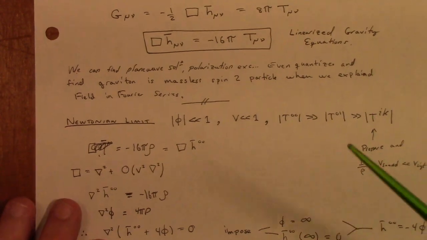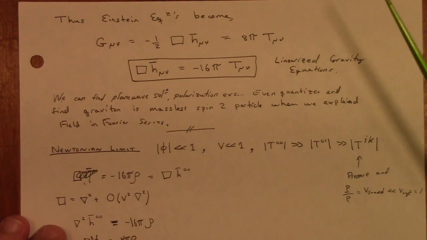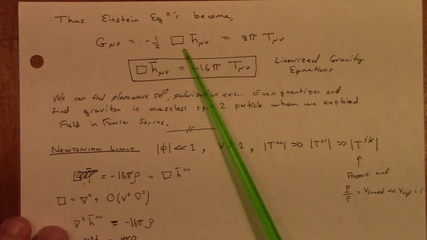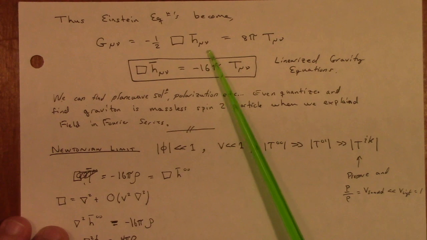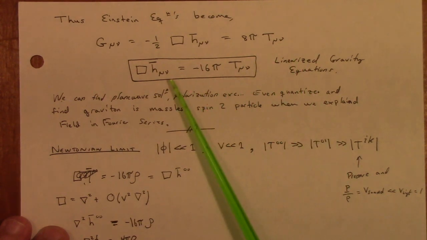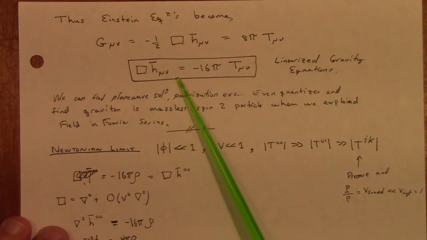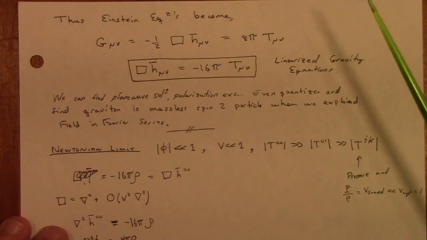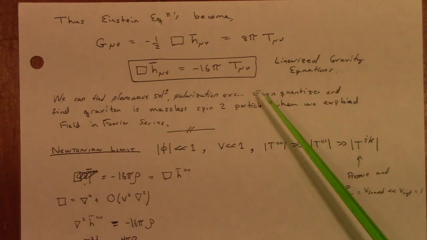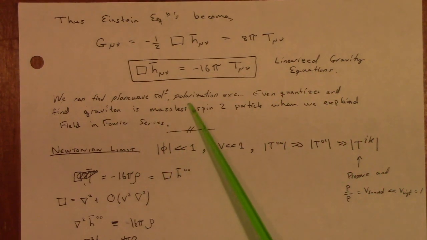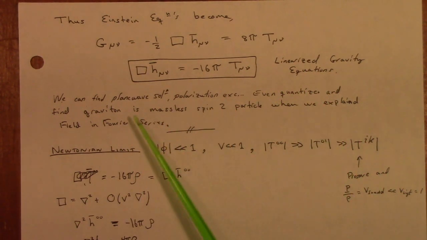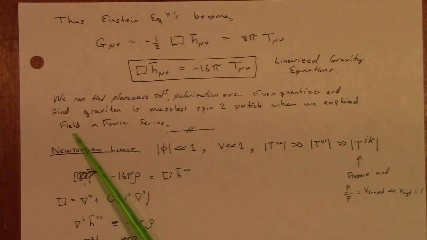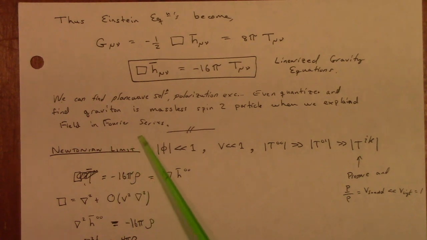And thus, Einstein's equations become: Einstein tensor is minus 1/2 D'Alembertian of H mu nu equal to that, which gives us the D'Alembertian of H bar is minus 16 pi T mu nu. These are the linearized gravity equations. So he says we can find plane wave solutions, polarization, etc., even quantize, and find the graviton is a massless spin 2 particle. One expands the field in Fourier series.